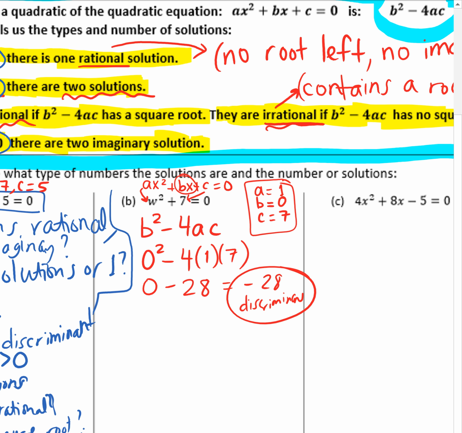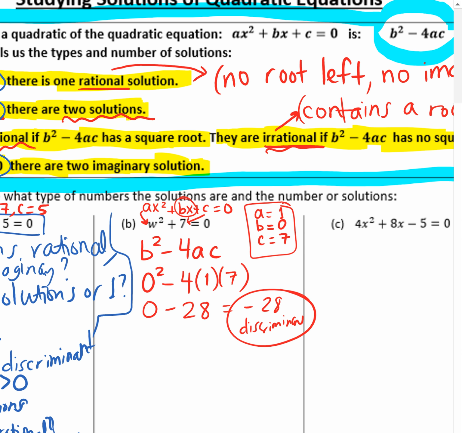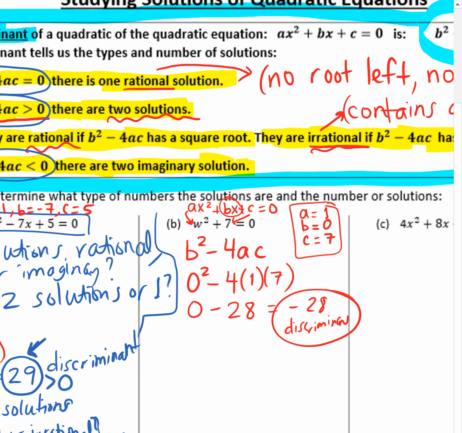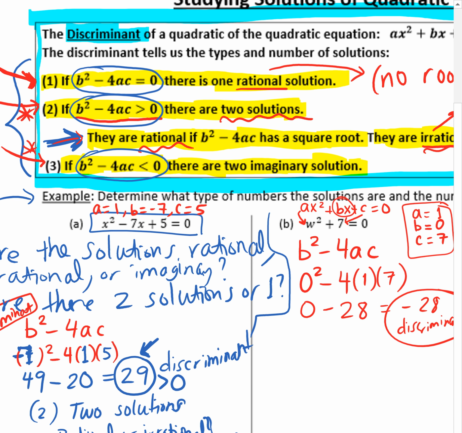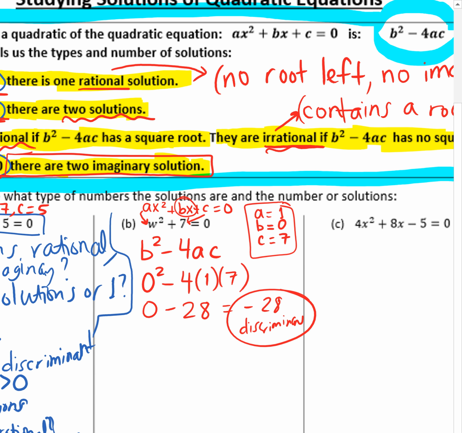All right, if we look back up at this box up here, it says if the discriminant is negative, that's the third option right here. Because we don't have the first one. The first one says it's equal to 0, but our discriminant's not equal to 0. It's equal to negative 28. The second one says it's positive or greater than 0, but ours is not. The last one, it's negative or less than 0. That's where we are. And that just means right off the bat there are two imaginary solutions. That's really all we need.